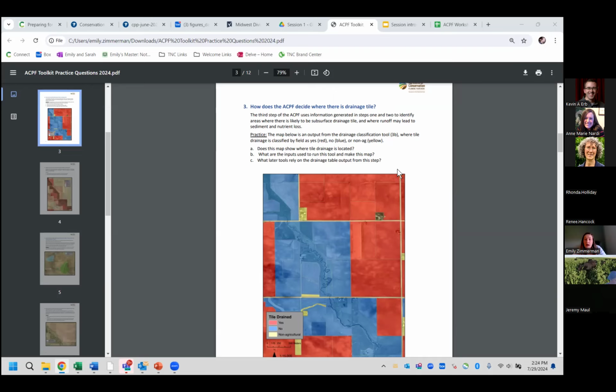Okay, last question I'm going to ask you to put in the chat. What later tools rely on the drainage table output? So basically, why is it important to understand where there's tile drainage when we think about conservation practices? What practices rely on tile drainage? Maybe that's a better way of saying it.